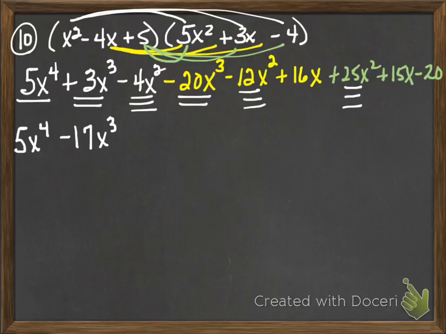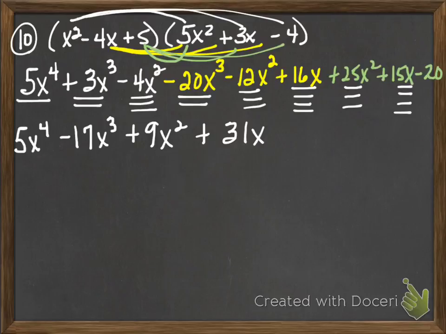Okay, x squareds. Do I have all the x squareds underlined? I have a negative 4x squared. I have a negative 12x squared. And I have a positive 25. So I do 2 at a time. Negative 4 and negative 12 is negative 16. And negative 16 and positive 25 is a positive 9. And then I have 2 terms that just have x's. A positive 16x and a positive 15x is a positive 31x. And then finally that little minus 20 stands all alone. So I just bring it down, minus 20.